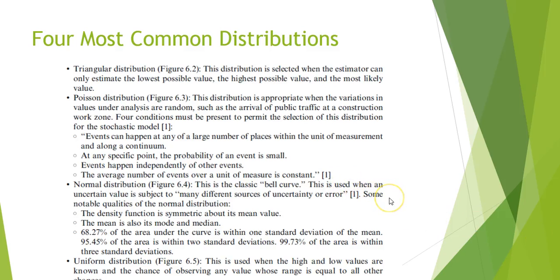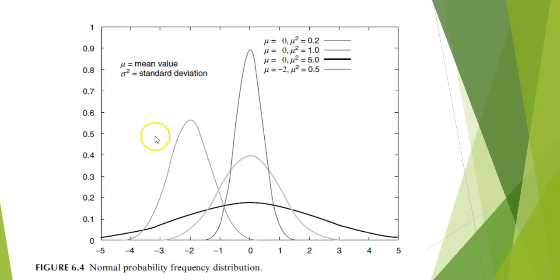And this is the bell curve, and it's used when a value is subject to many different sources of uncertainty or error. And it has specific qualities that you can look at. First of all, the density function is symmetric about its mean value, right? You see that right here. The mean value is here. The rest of the values are split on each side.